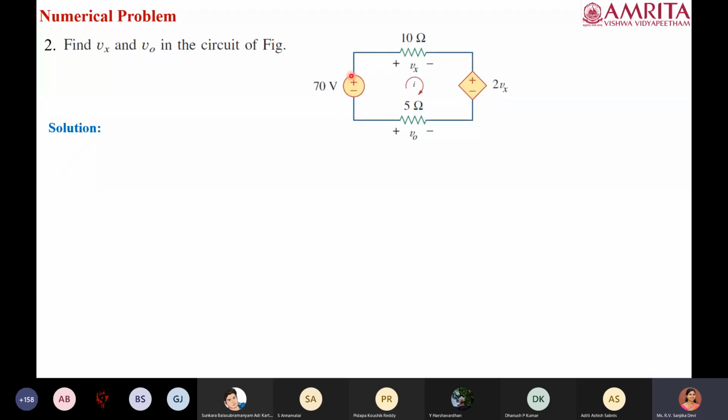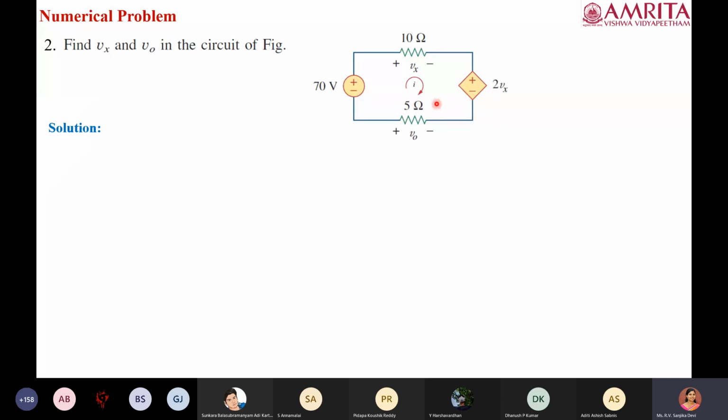For the first term, it is 70 volt because we are coming out of the positive terminal. The 10 ohm is a passive element, and the current flowing through it is I. Whenever we come out of this resistance, there will definitely be a voltage drop, in the sense that the terminal where we enter will be positive and the terminal where we leave will be negative. So it will be minus 10I. For the dependent source, again we are coming out of the negative terminal, so it is minus 2Vx.